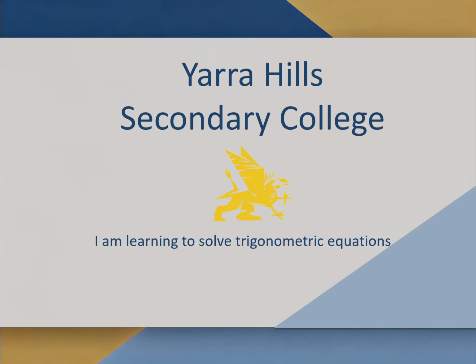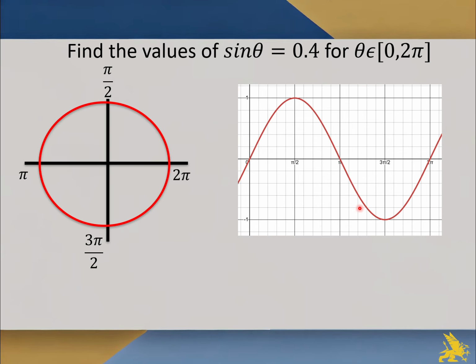We'll be looking at 6E today from Unit 3 and 4 of the Cambridge Methods textbook. We'll be learning to solve trigonometric equations. This is not new. This is something that we have covered in Unit 1 and 2, but we'll be applying it here.